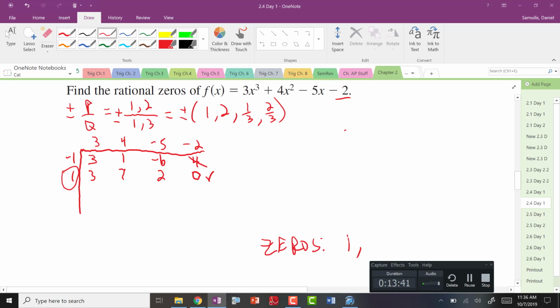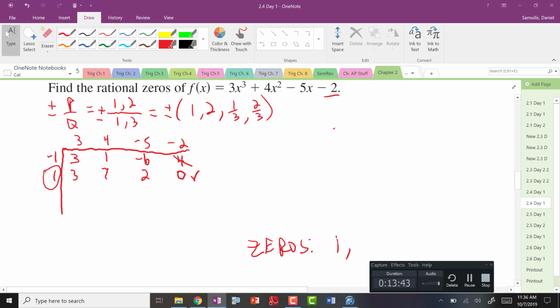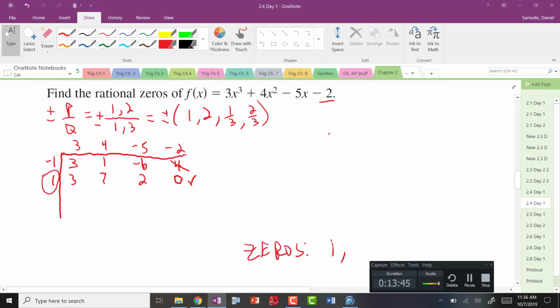How many zeros should I have? 3. Remember this? This is now a depressed polynomial. So it's a depressed polynomial. You know what a depressed polynomial needs? It needs to be worked with.